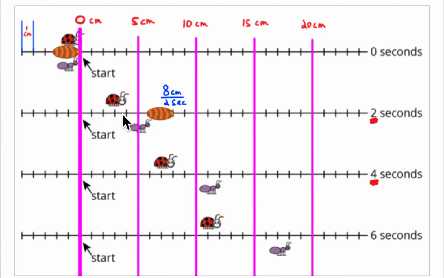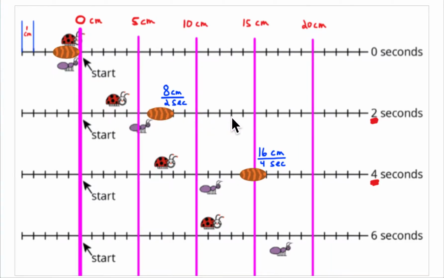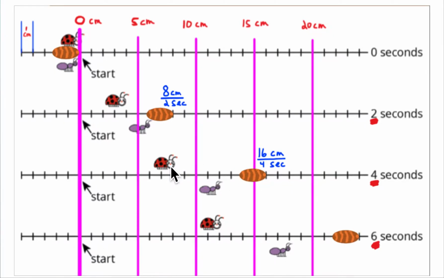1, 2, 3, 4. In 4 seconds, the new bug has moved 16 centimeters. So twice the time, it's moved twice as far. But the ladybug has only moved 8 centimeters. 5, 6, 7, 8. So this new bug is moving twice as fast. So it's actually gaining more. It's moving farther and farther ahead because it's moving faster than the ladybug.